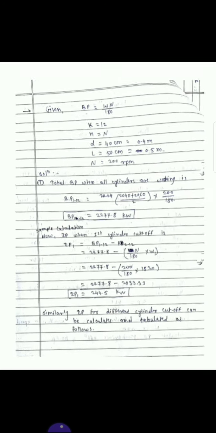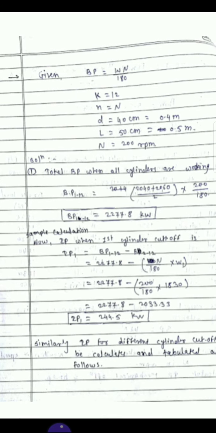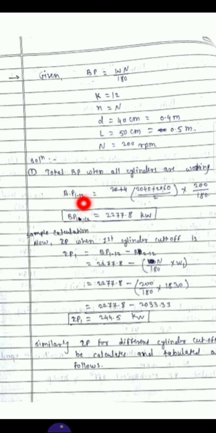So we have to take the average of both these and find out the brake power using this formula. The formula is given: W into N divided by 180. We have to put the value of W into N, speed 200, divided by 180. In this way you will get the brake power when all cylinders 1 to 12 are firing, which will be 2277.8 kilowatt. So in this way we will get the total brake power.